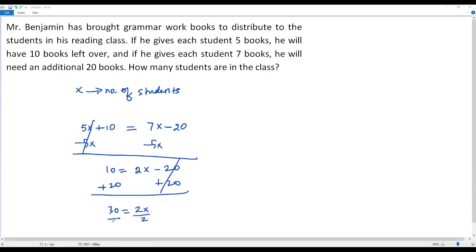Now let me divide both sides by 2. Then this 2 will cancel out. 30 divided by 2 is 15. So I'm getting 15 equals x. Okay, now I got the value of x. Actually, the x represents the number of students in the class. So there are 15 students in the class.